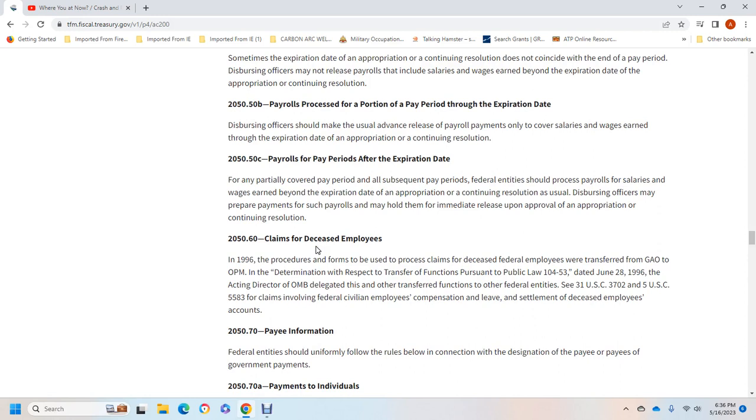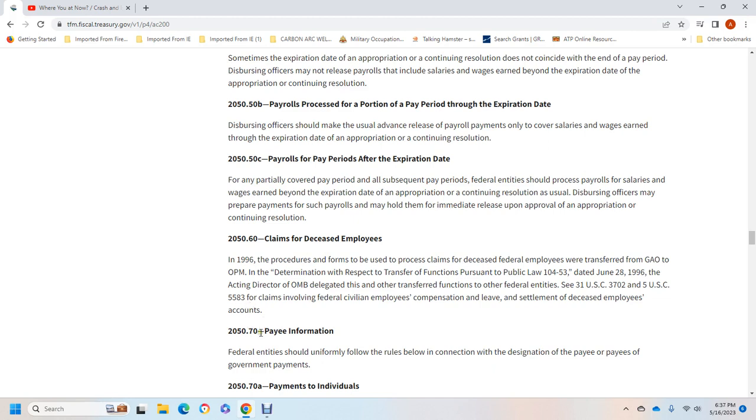2050-60: Claims of deceased employees. The claim of a deceased federal employee was transferred from the General Accounting Office to OPM, pursuant to the transfer of functions under Public Law 104-53, June 28, 1996, with the acting director of the Office of Management and Budget delegating this function to other federal agencies. Title 31 U.S. Code 3702 and Title 5 U.S. Code 5583: the claims involve federal civilian employees' compensation, leave, and the deceased employee's accounts.